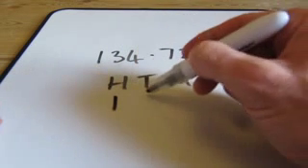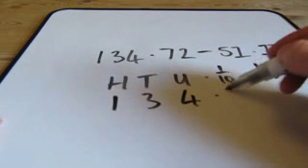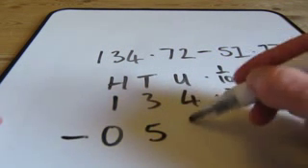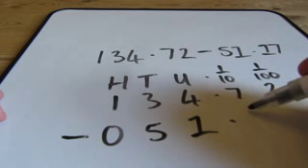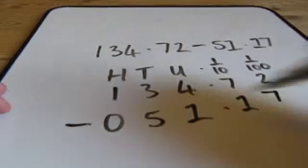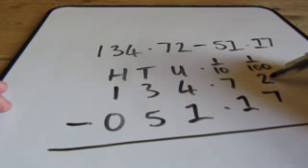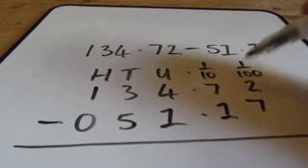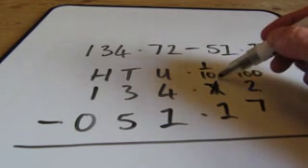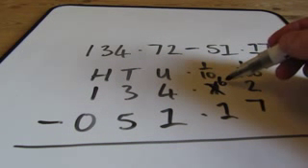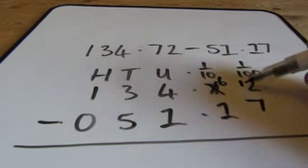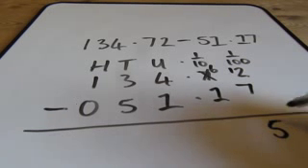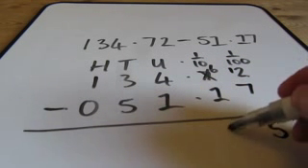134.72 subtract 51.17. 2 subtract 7. 2 hundredths subtract 7 hundredths. The bottom number is bigger. I borrow from 7 tenths. That leaves me with 6 tenths. I move 1 across. I've got 12. 12 subtract 7. I now have 5. 6 subtract 1. I have 5.